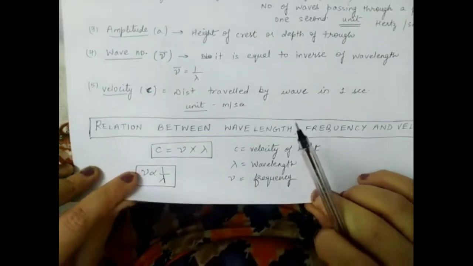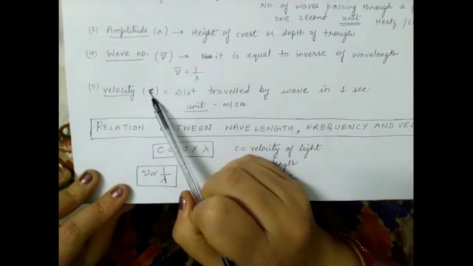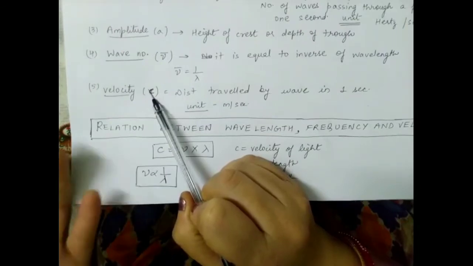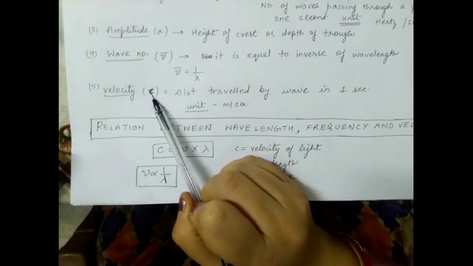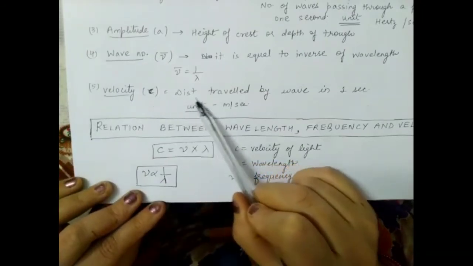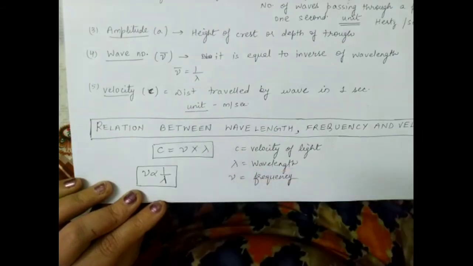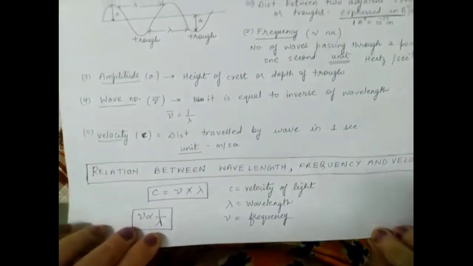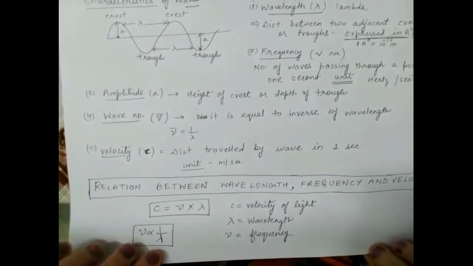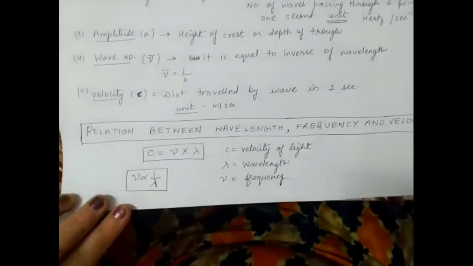And the last characteristic of wave is velocity. Velocity is symbolized as c. And since all electromagnetic radiations travel with the speed of light, we'll symbolize it as c. And what is velocity? Distance traveled by wave in 1 second. And what is the unit of velocity? Meter per second. So these are the important characteristics of waves: wavelength, frequency, amplitude, wave number, and velocity.